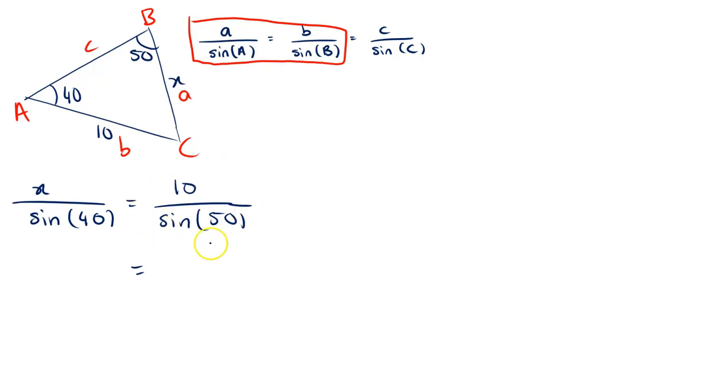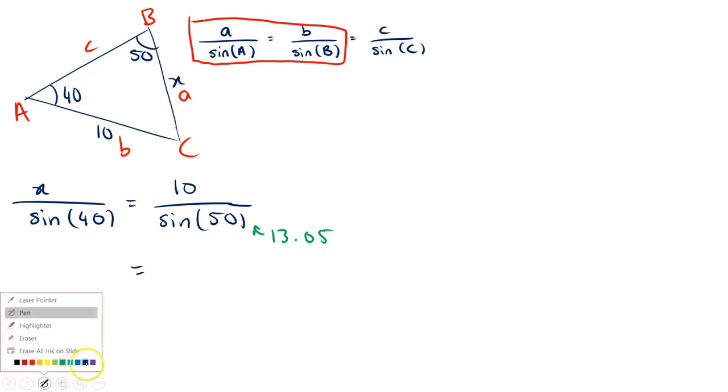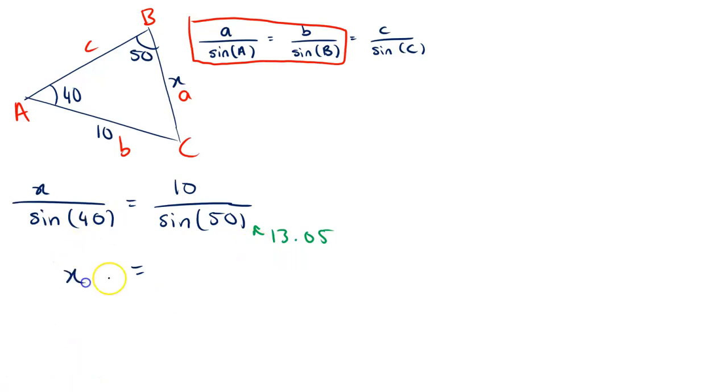At this point, you could put the right-hand side of the equation into your calculator and evaluate that. And if you do, you would find that this is about 13.05. I'd probably recommend to leave it how it is and rearrange first, because if you round anything, you could end up making a small mistake if you round it too much. So I will leave this as 10 over sine 50, and I'm just going to multiply up by the sine 40.